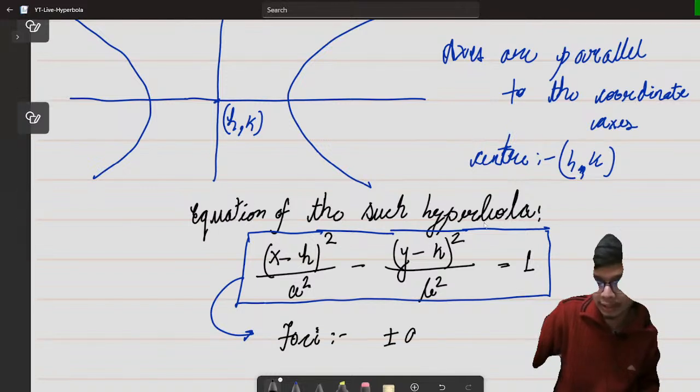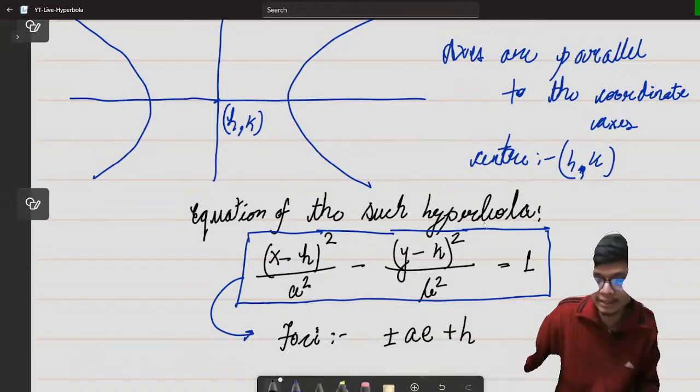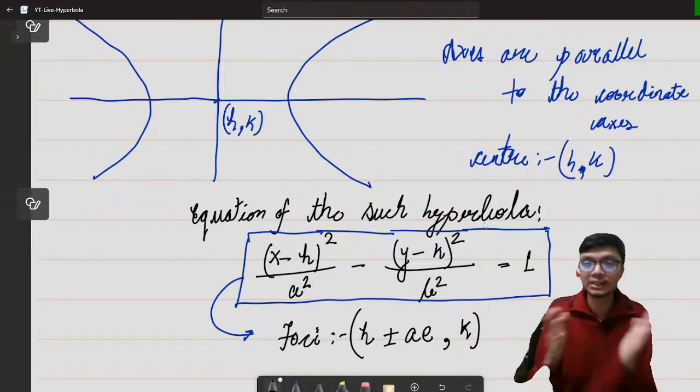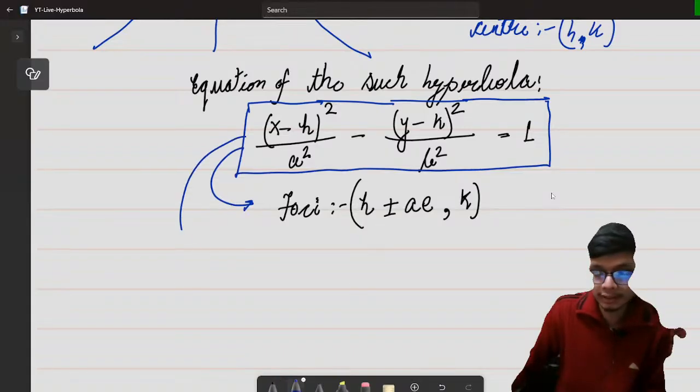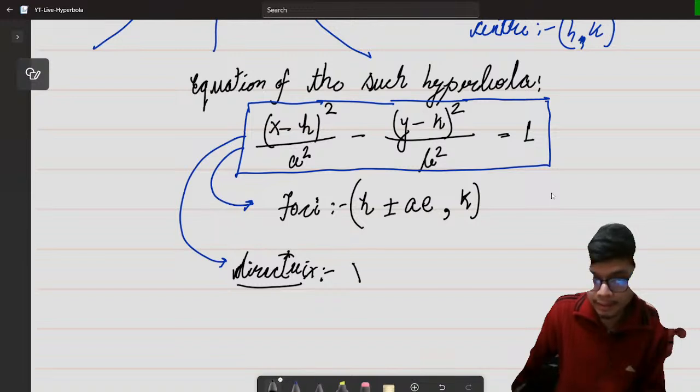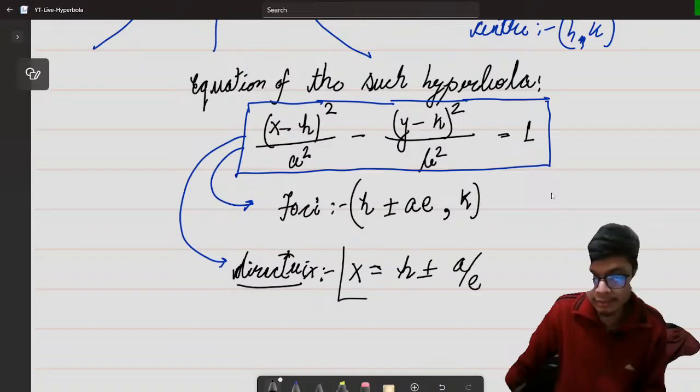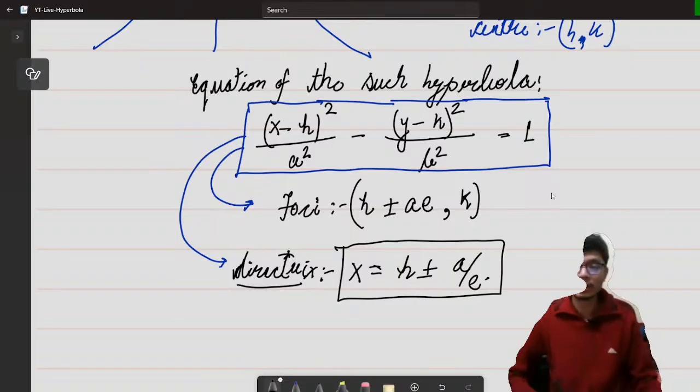So my foci would now be ae, but there will be one more term, that is h. So h will come as an additional thing. Let me write this in a better way, like h plus minus ae comma k. Just a shift of the origin. And in the following manner we can also define my directrix in this case. So my directrix would become x equals h plus minus a by e. All the things remain the same. So these are the two important modifications that we will have.